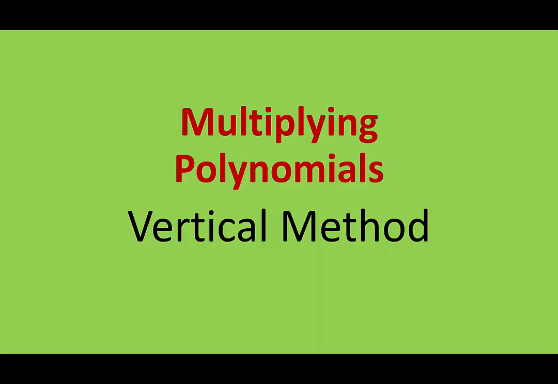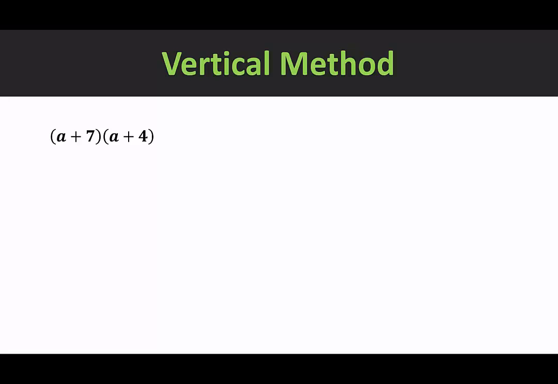Hi there, this video is on multiplying polynomials using the vertical method. Here we have an example: a plus 7, the quantity, times the quantity a plus 4. To use the vertical method, write your first binomial on top, and then write the second binomial underneath it. Then we'll write our multiplication sign and draw our line.